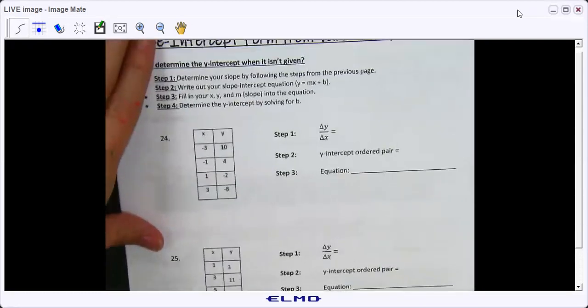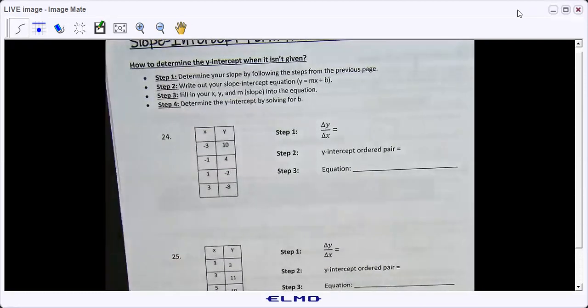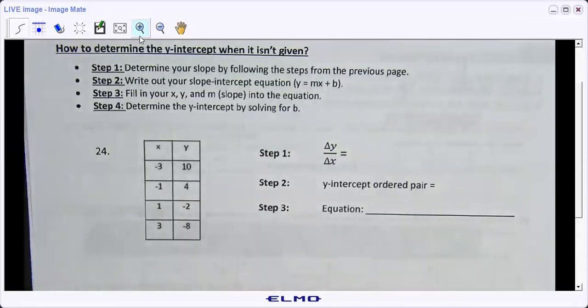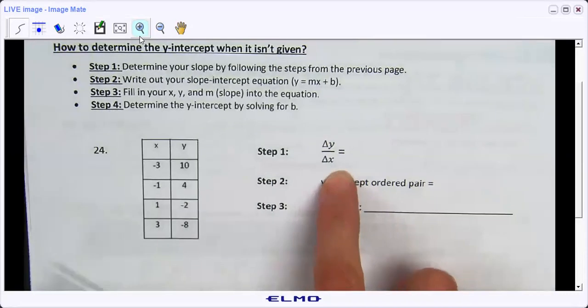We're going to go ahead and move on to 7. We're going to work with more tables, but this time the tables do not show what our y-intercept is with an x of 0. So I'm going to show you how to do that when it's not given in the table. First, though, let's go ahead and find our slope.